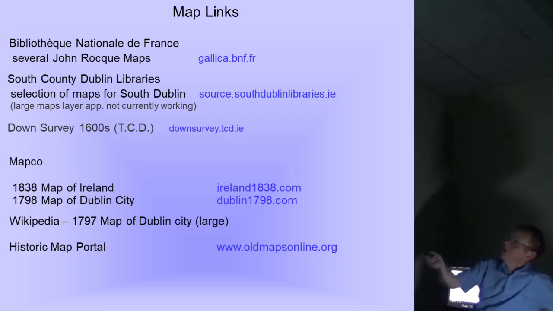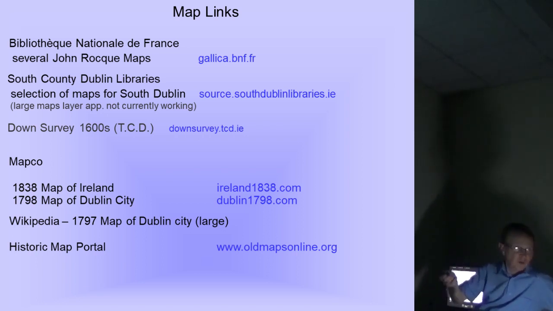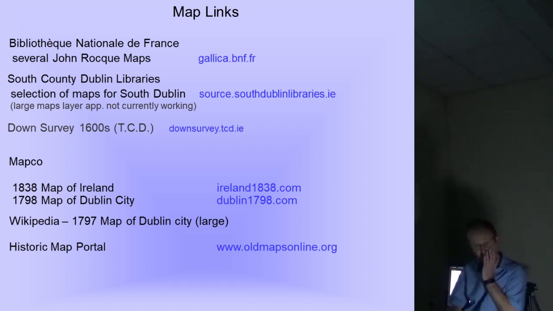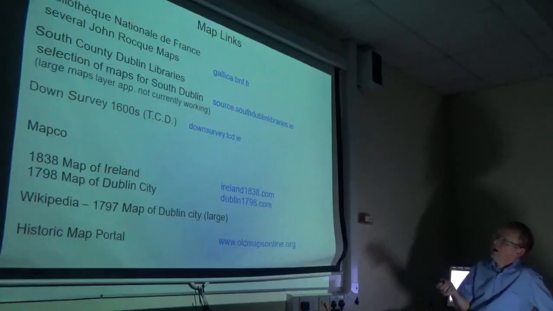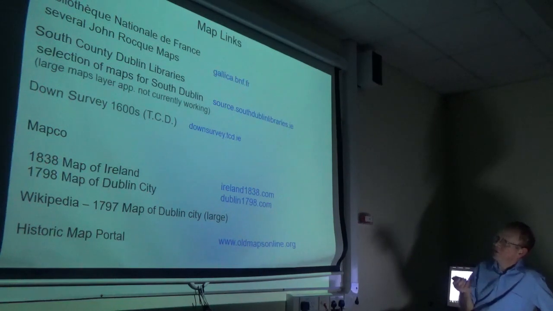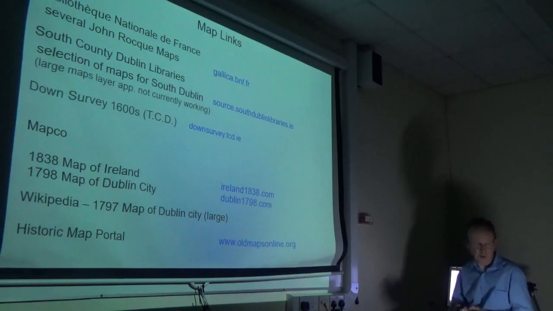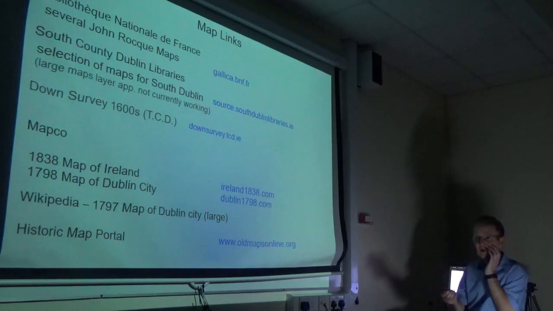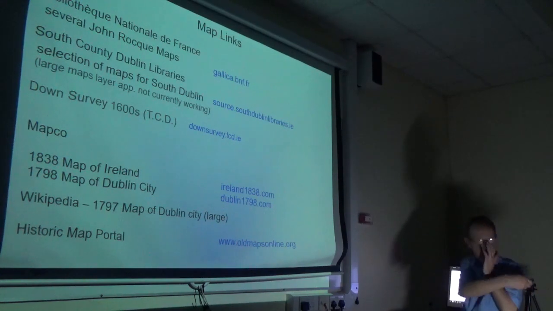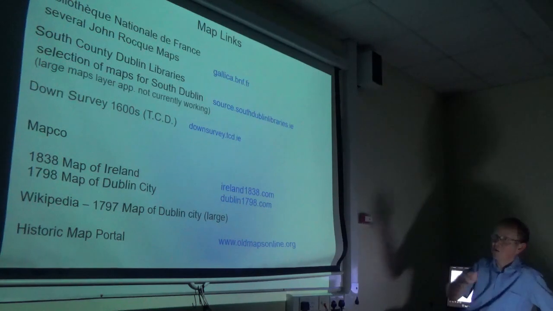And there's map links. The surprising one is probably the French National Library. They have a great collection of John Rocque maps of Dublin and environs. South County Dublin libraries have a couple of maps of South Dublin. They also had a layer thing which included Rocque maps, but it's not working right now. And of course the Down Survey, Trinity College, has some lovely maps, and probably the first ones where Ireland looks like it actually looks. In a lot of the earlier maps, Donegal looks a bit weird, and some of the peninsulas down in Kerry are a bit misshapen and big or small.